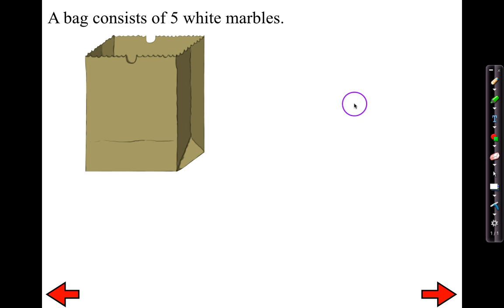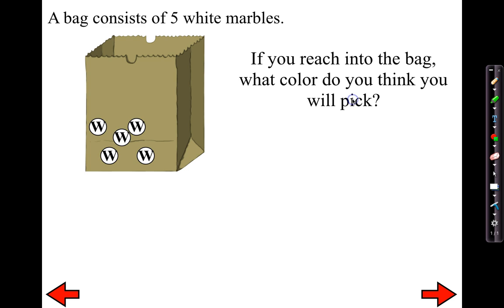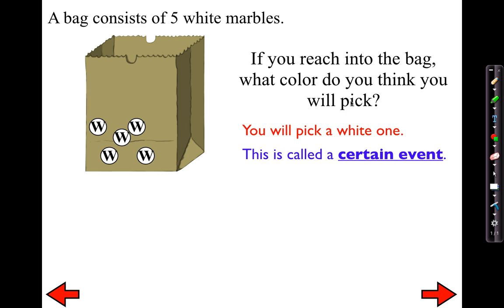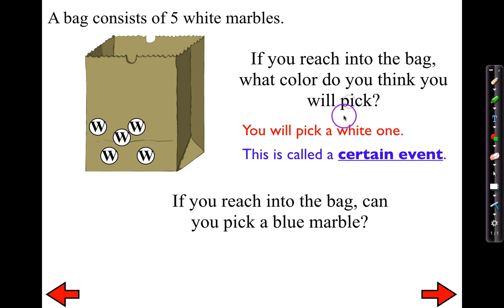We have a bag that consists of 5 white marbles. If you were to reach into that bag, what color do you think you will pick? Let's face it, they're all white, so you know you're going to pick a white one. So that is what we call a certain event. Certain. For sure, you're going to pick a white marble.